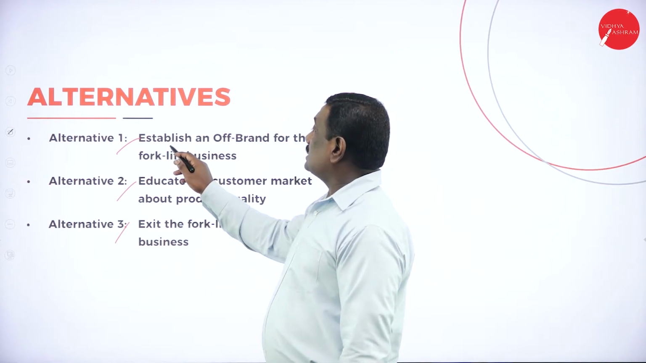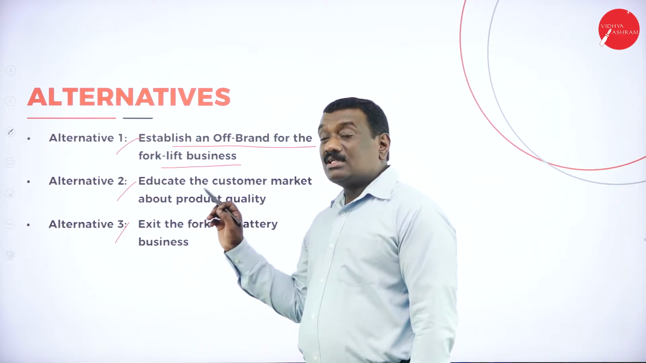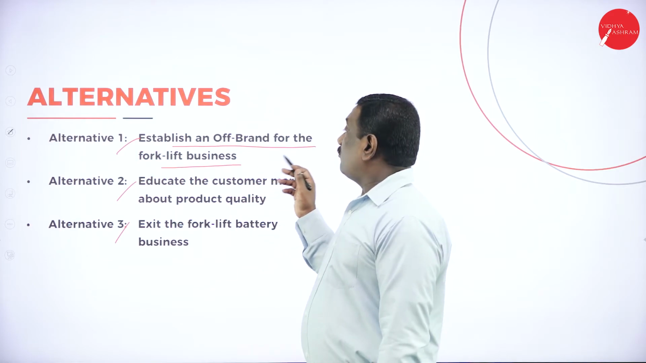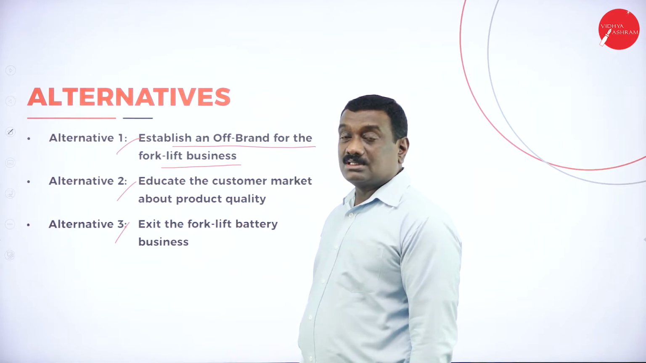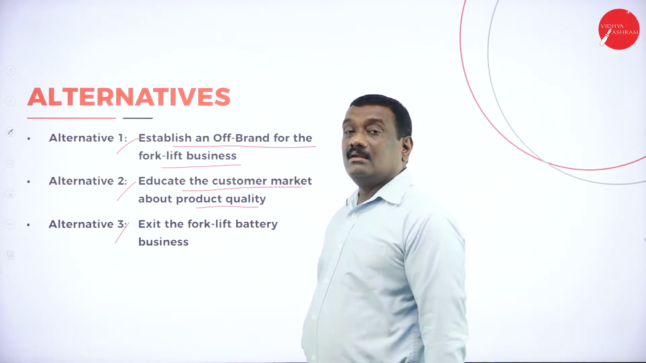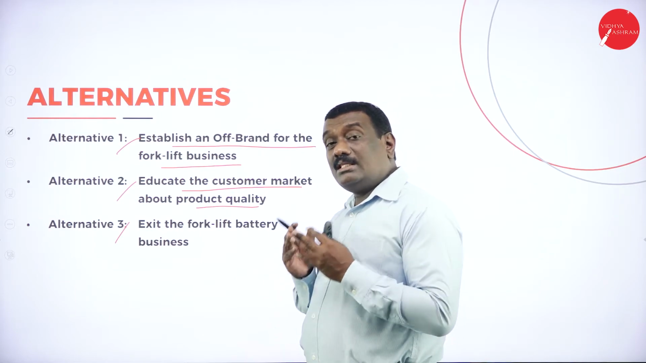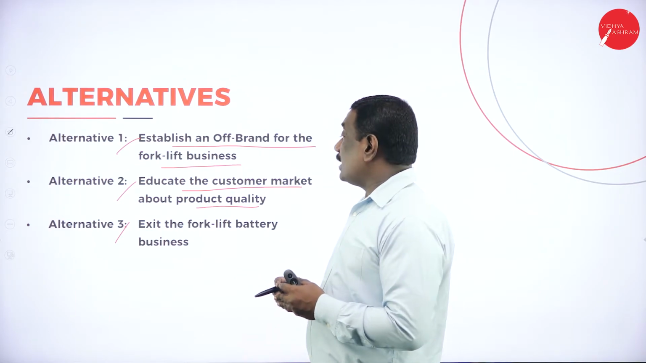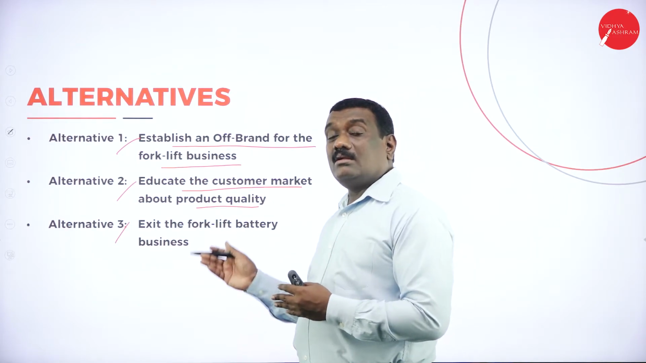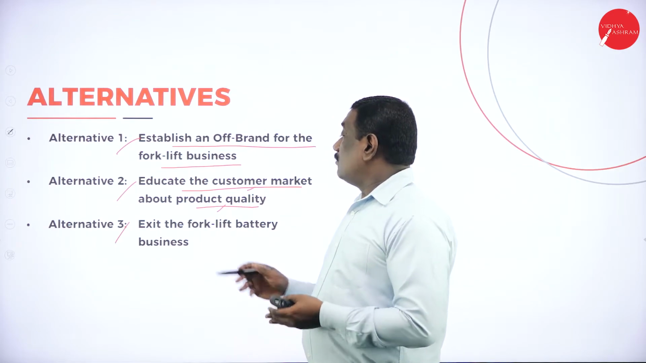First alternative says establish an off-brand for the forklift business. Secondly, educate the customer market about the product quality, because customers are thinking only towards the price. If the price is less, they are going to buy it. But if the price is high, because of quality, they are not going to buy. So you need to educate them about the product quality.